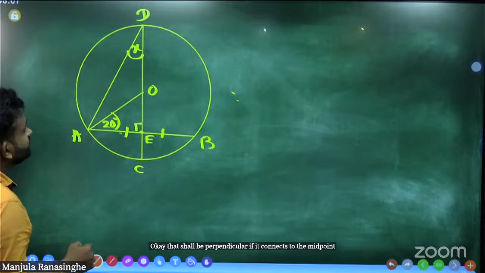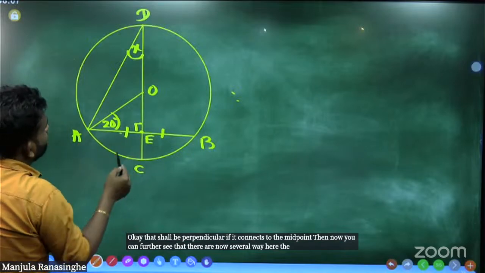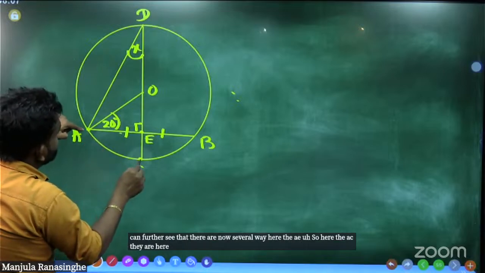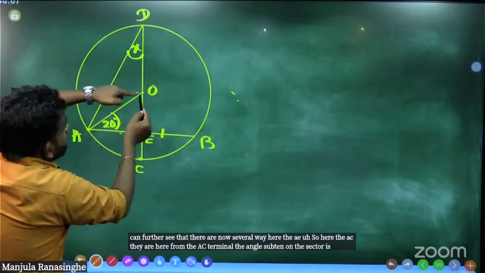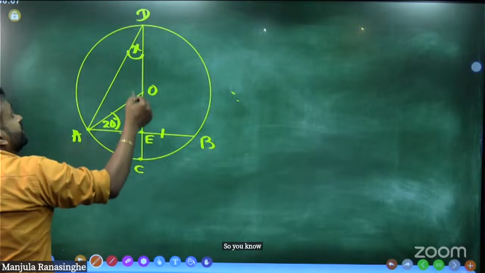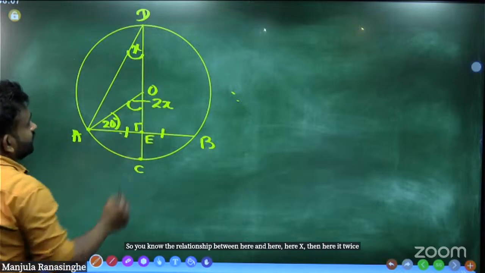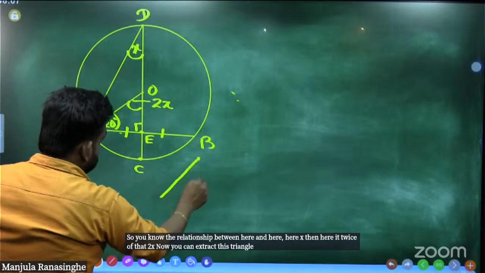Now you can further see that there are several ways. Here the AC, from the AC terminal, the angle subtended on the circumference is X. From the AC terminal, the angle subtended on the center is this one. So you know the relationship between here and here: X, then here it is twice that, 2X. Now you can extract this triangle. Which triangle?